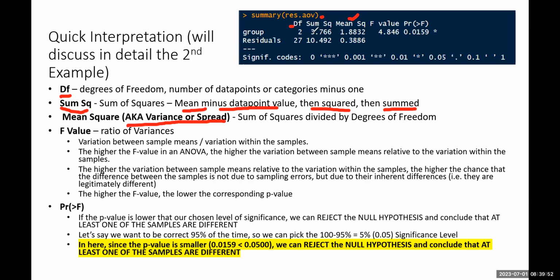So for the group, your sum of squares is 3.7 divided by 2, you will get 1.8. For the residuals, your sum of squares is 10 divided by 27, you'll get 0.3. The F value, or the Fisher value, is the ratio of the variances.